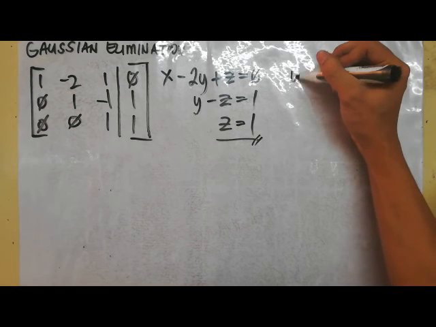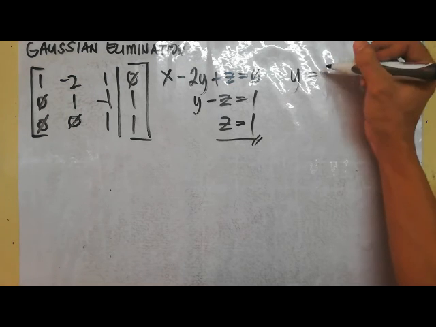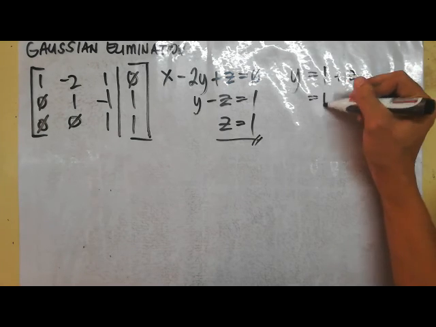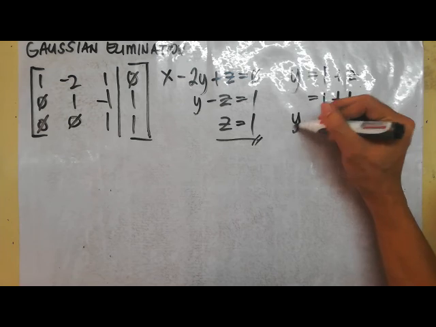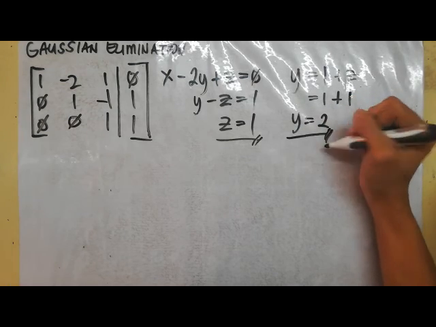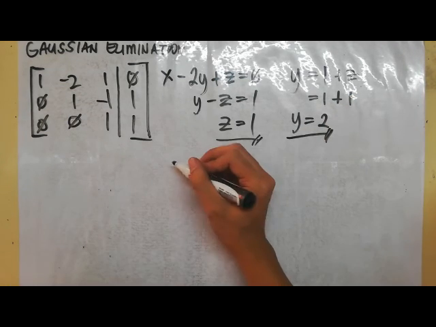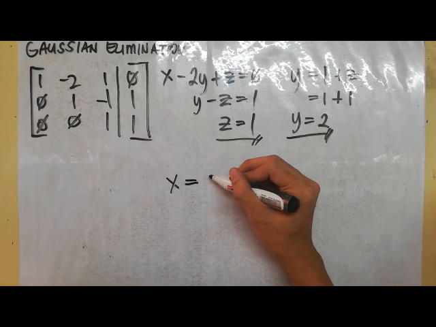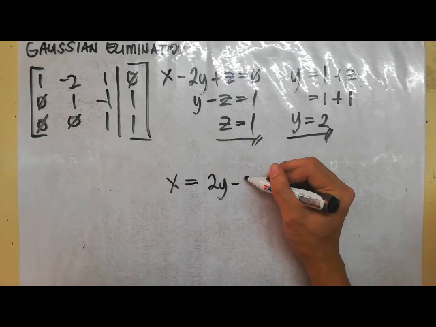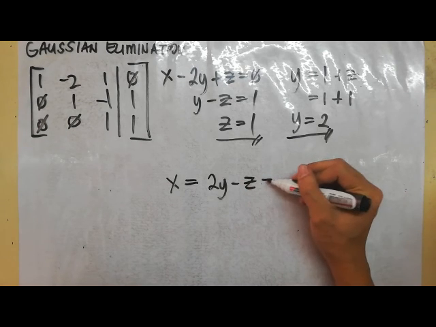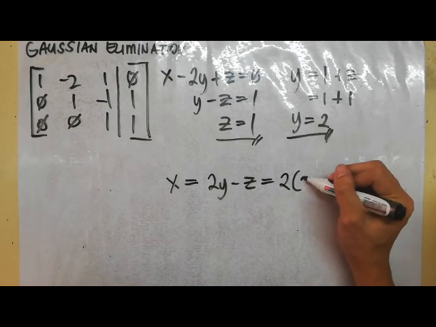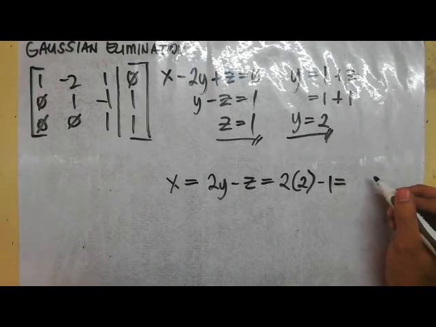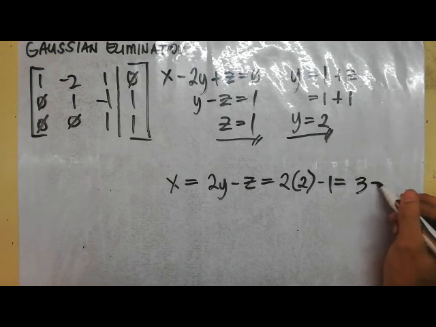So we have y equals 1 plus z, which is 1 plus 1. So our y is equal to 2. And last, we have x is equal to 2y minus z, which is 2 multiplied by 2 minus 1, so we have 3 for x.